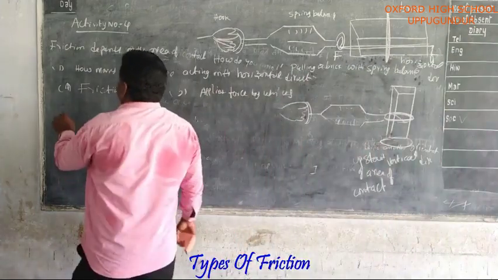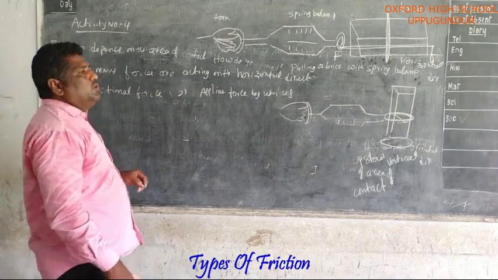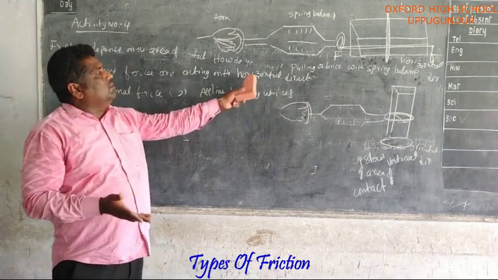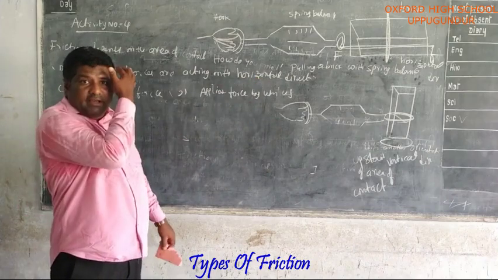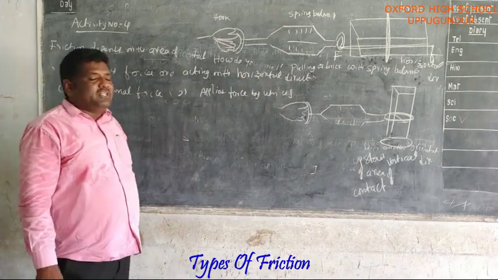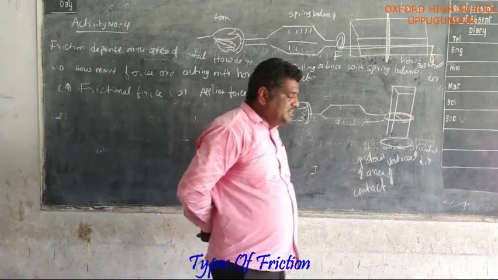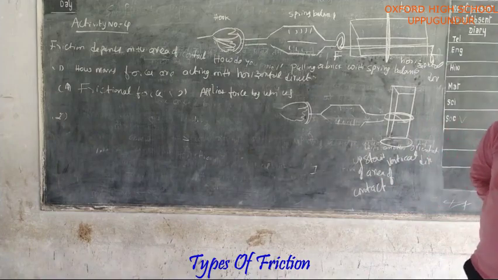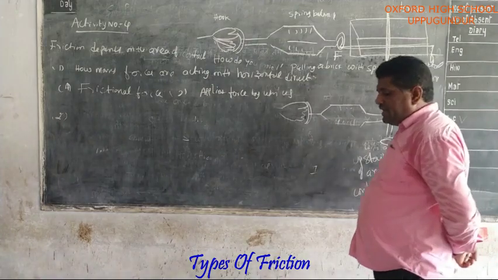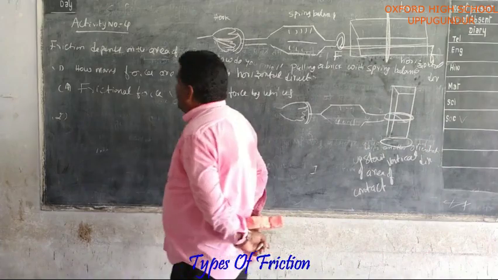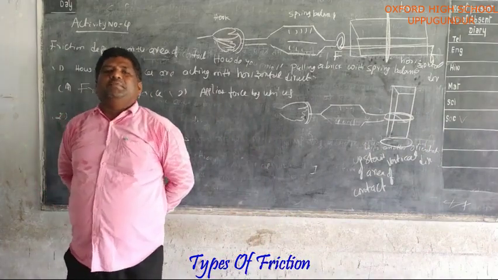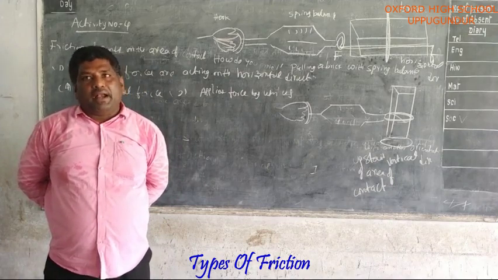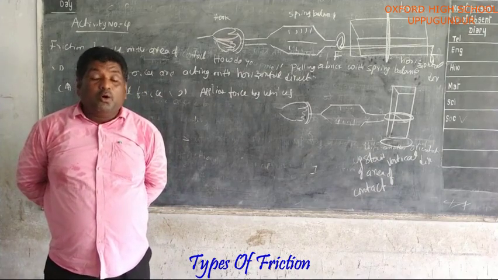Next, I will ask the second question. How do you compare the frictional force and the normal force? Okay, so finally, frictional force depends upon the area of contact. Today we are discussing one activity, and this activity is very important. Frictional force depends upon the area of contact. How do you prove it?